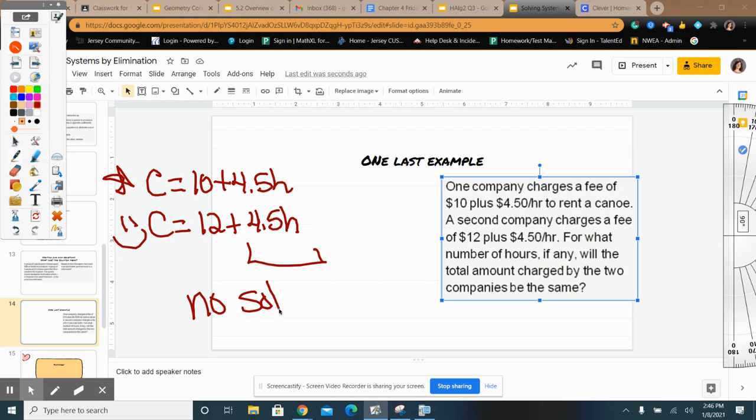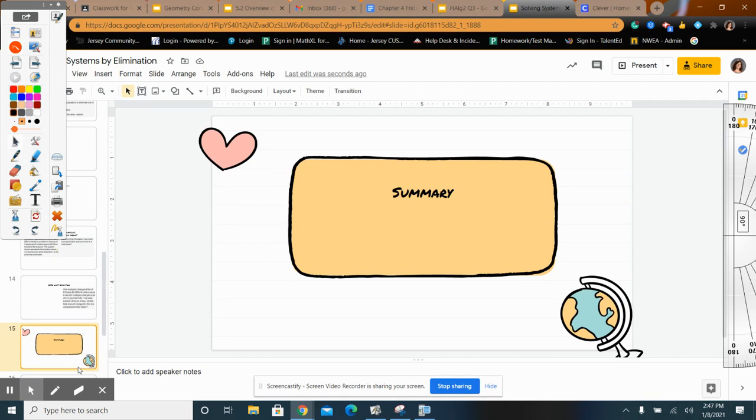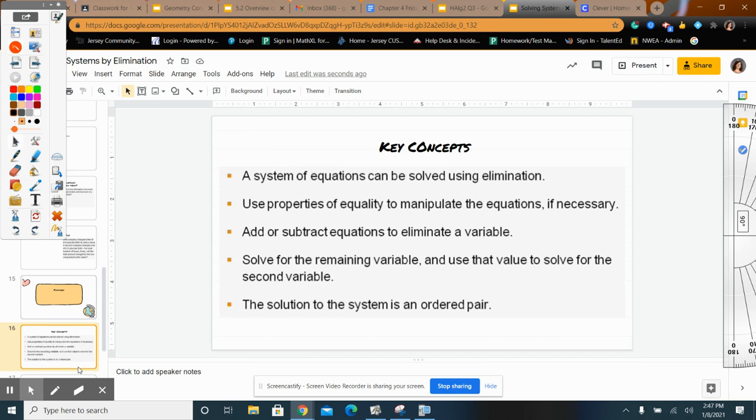This is an inconsistent equation. The rate of change is constant, and they already started far apart, so they're never going to touch. That is an inconsistent solution. There is no solution. So in summary, here are the types of problems we have.